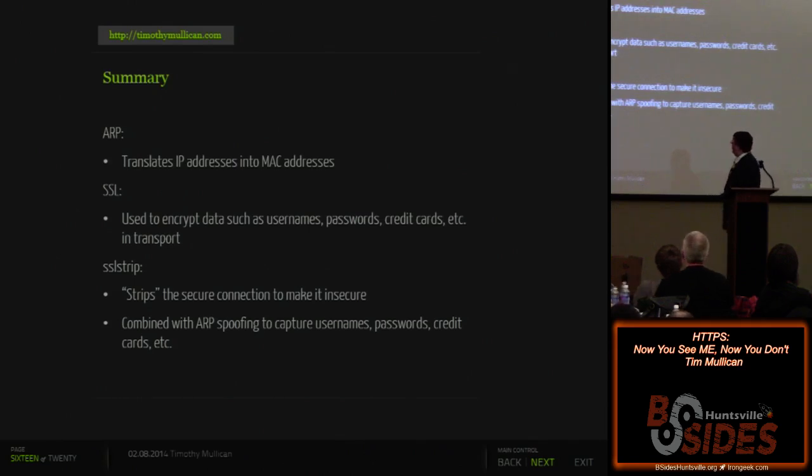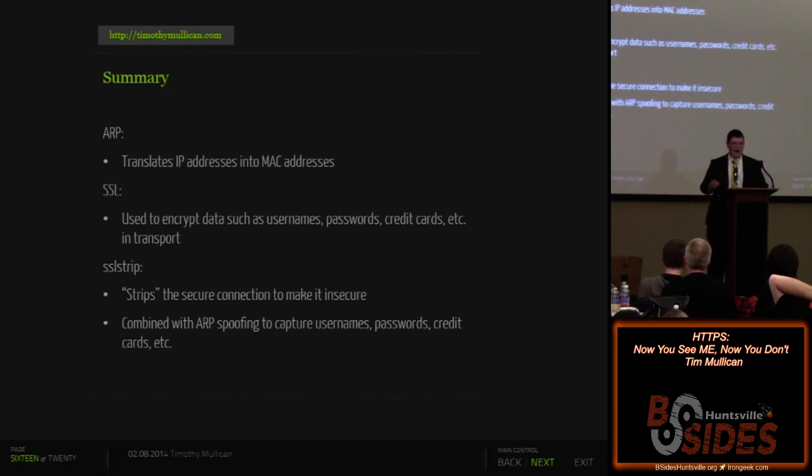Second, we have SSL. What does SSL do? It's used to encrypt the traffic, so we have a way to securely communicate our data to a web server. And what does SSL strip do? SSL strip basically strips the secure connection, so we don't have to worry about any warning boxes or errors like with an actual SSL man-in-the-middle attack. We just create all of that, and it's combined with the ARP spoofing attack.